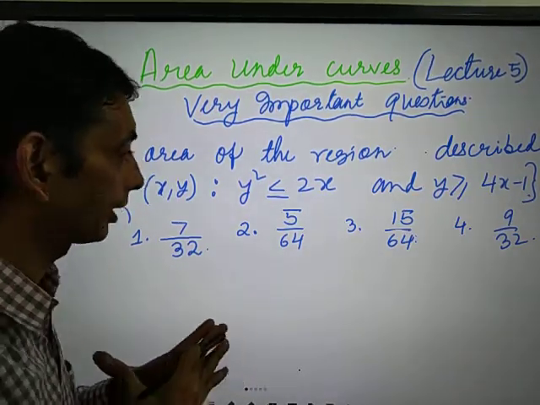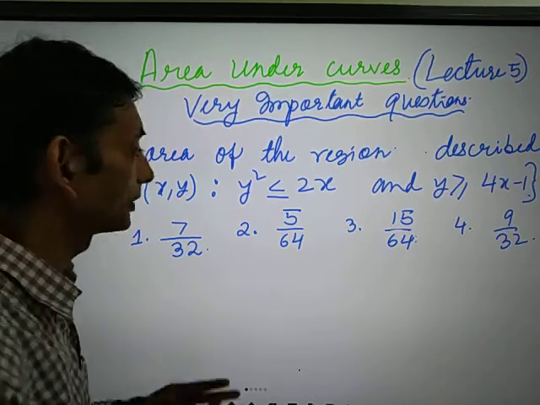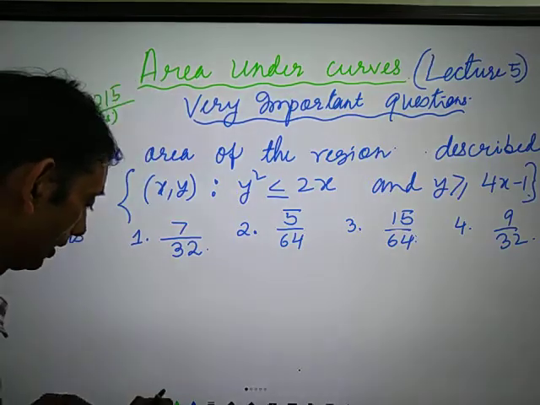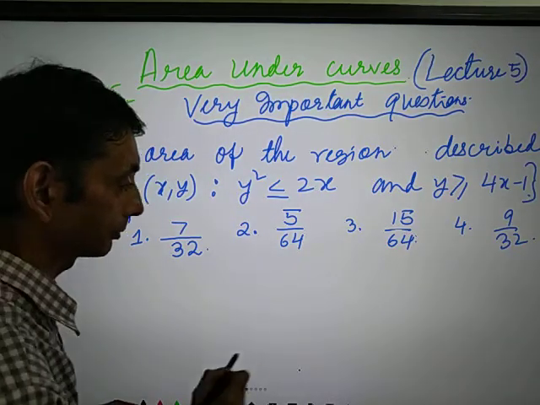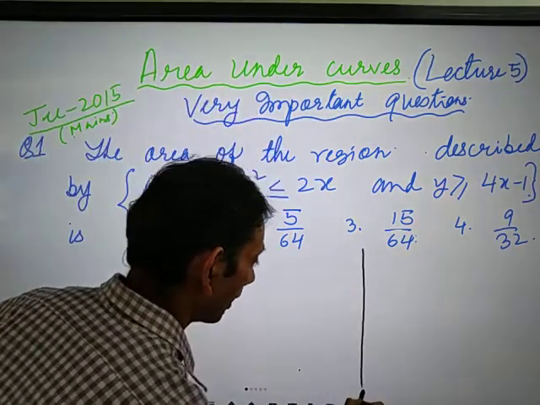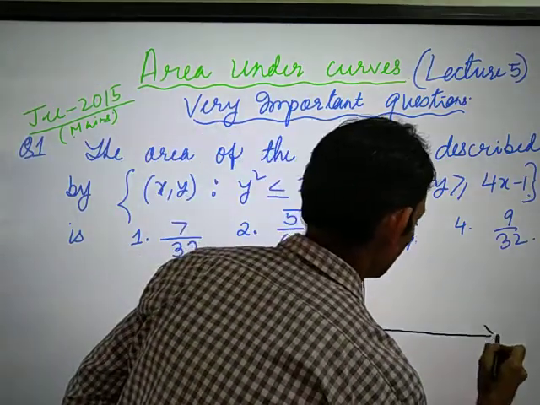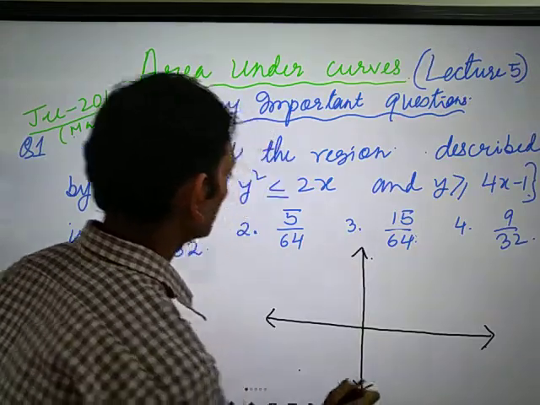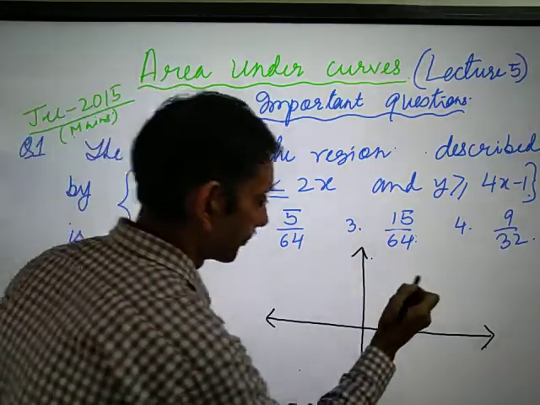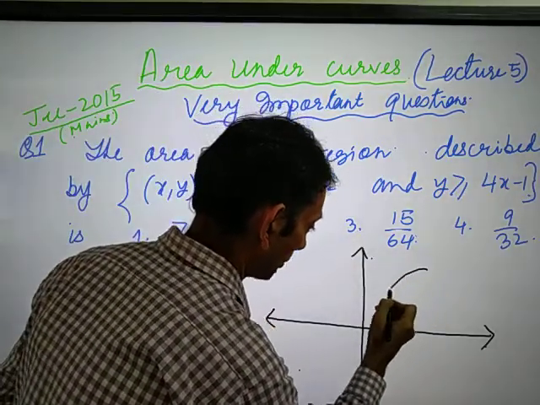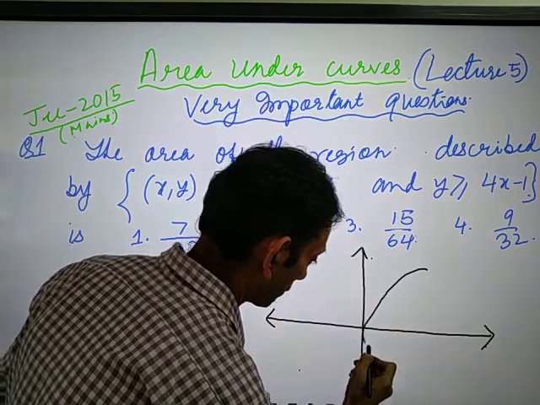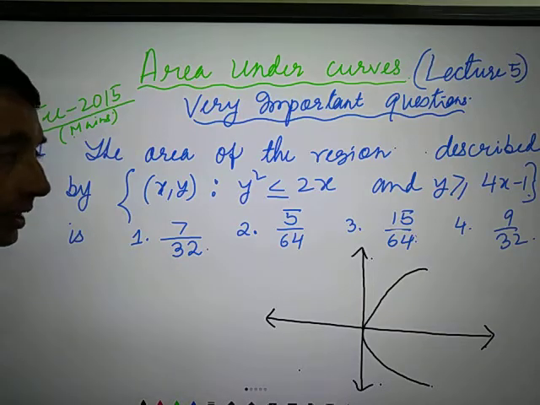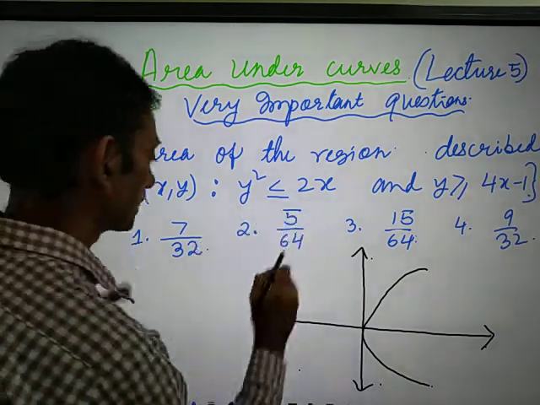First, how to start these questions. We are going to draw the graph for y squared is equal to 2x, which is a parabola. Let us first start with the graph. We'll first draw the equation of the parabola, that is y squared is equal to 2x.